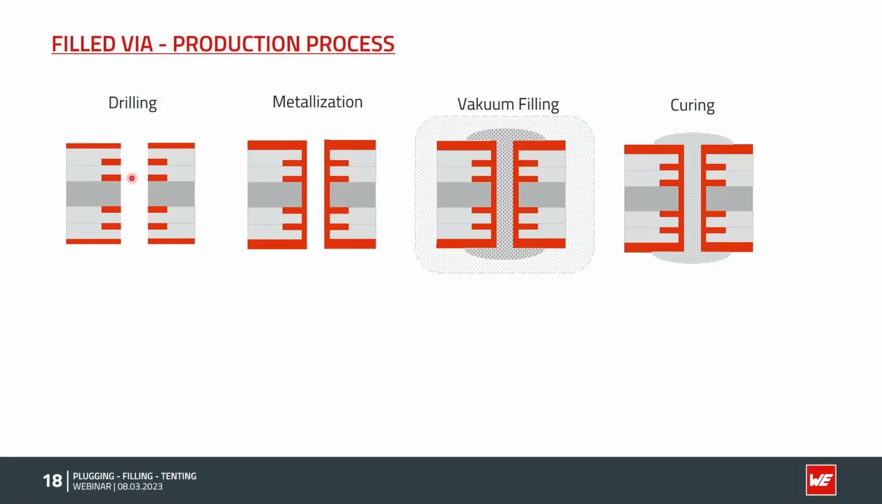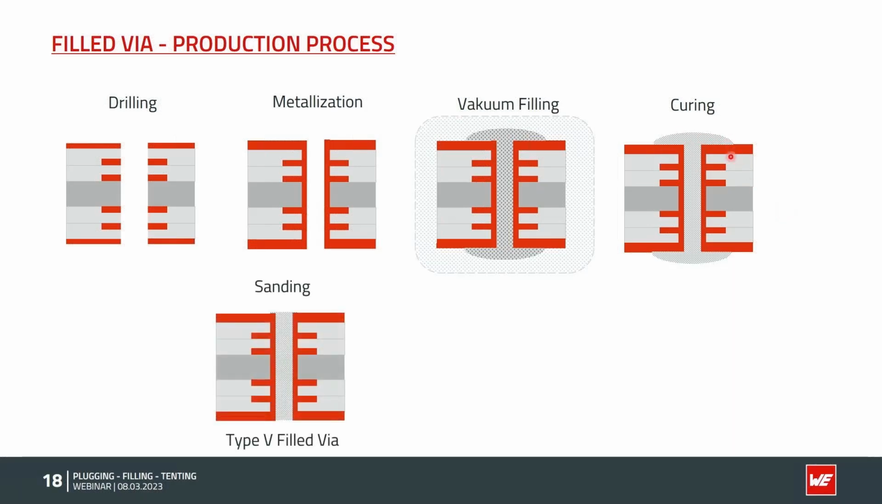We start with drilling, for example, the buried vias. We have to go to the galvanic line to do the first metallization, come into the vacuum chamber, evacuate the air so that we don't get any bubbles, fill in a printing process with resin, and cure it. Because there is some mushroom head, we have to sand it, and then the type 5 via is done. This will be a typical Würth via.